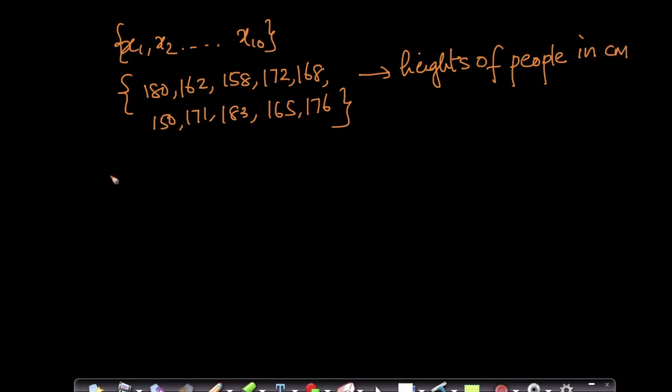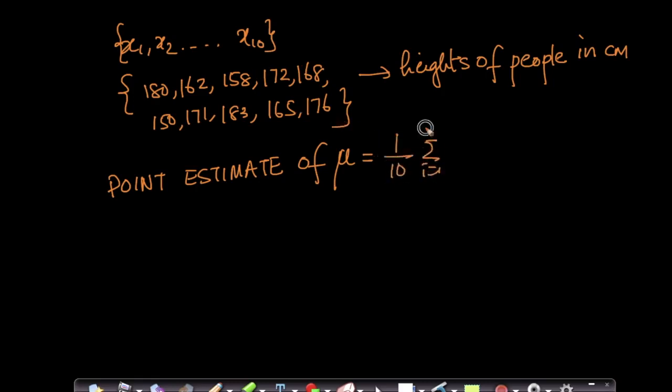Now if I use a point estimate, my point estimate of the population mean is a simple average of all of these values. It's nothing but 1 by 10 summation over i equals 1 to 10 of xi, and that is roughly equal to 168.5 centimeters. I did this computation earlier before I started this video lecture, so you can verify this. If there is any error, do let me know. I hope I've done the math correctly, with no errors. So this is called a point estimate.